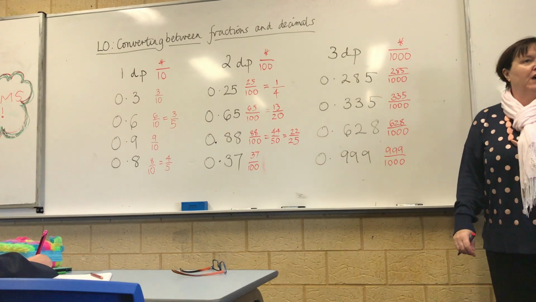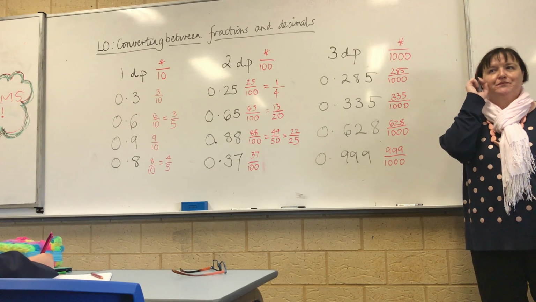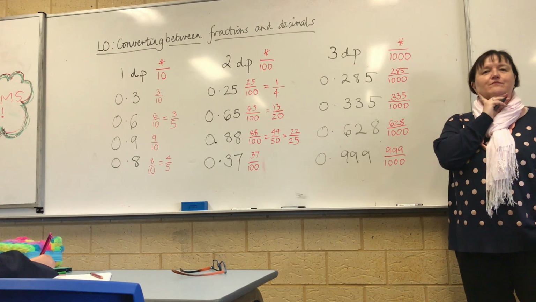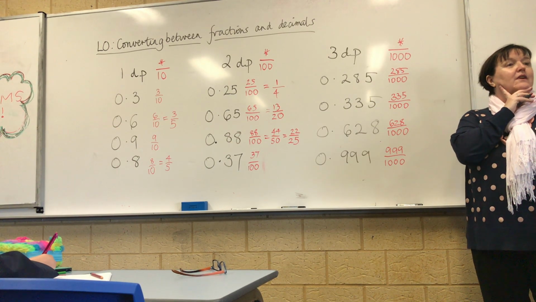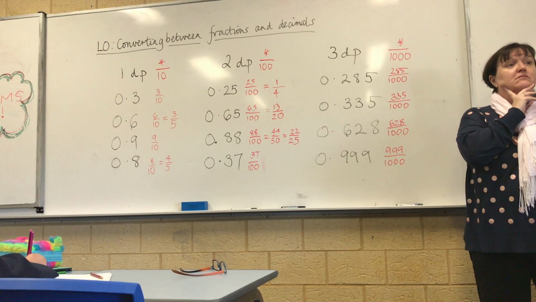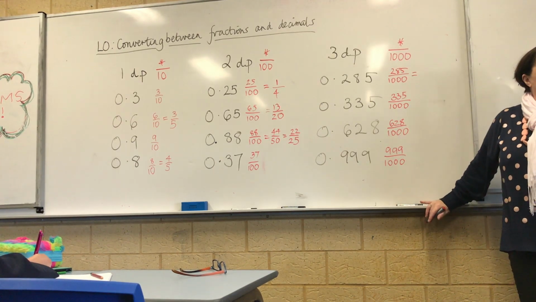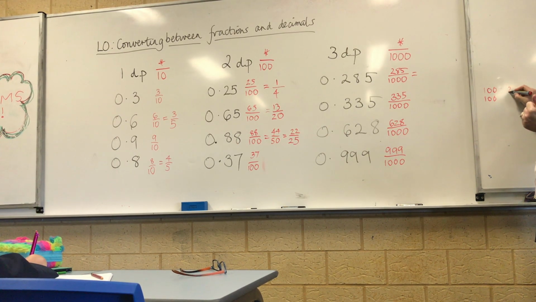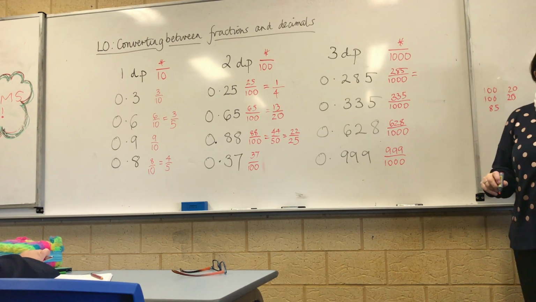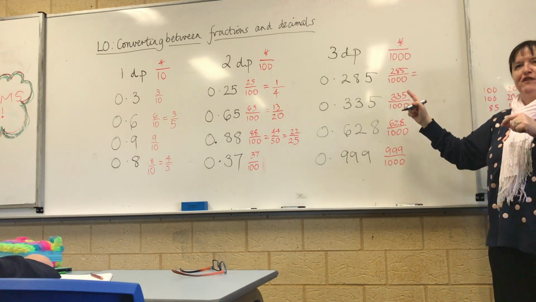Okay, so 285 over 1,000. What is the highest common factor? They both divide by something. 5. They both divide by 5. So this is quite tricky though. If there are 25s in 100, so there's 25s in 100, 25s in 200, how many 5s in 85? 17, well done. So how many 5s in 285?